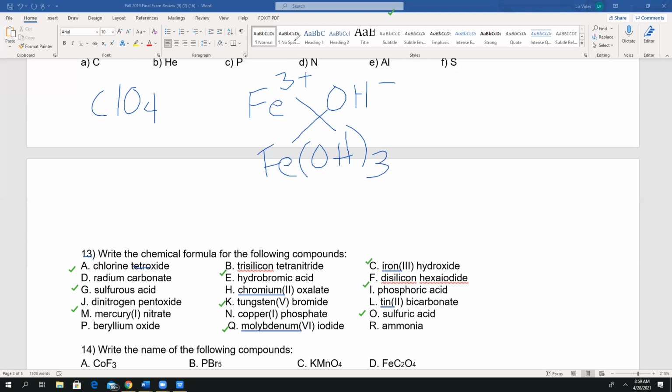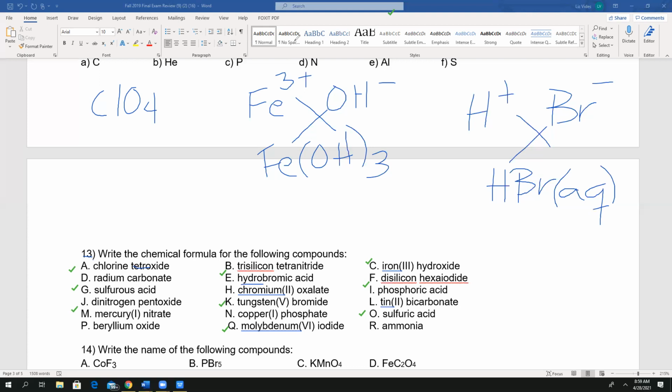The next one after that is an acid. Hydro tells me this is the binary. So that means you have a hydrogen and a bromine. When you cross them, obviously it's just HBr. But in order for this to be the acid, remember, it has to be in aqueous form. Don't forget that part because it is very important. Otherwise, it's just hydrogen bromide. All right. So that's those 3 right there.